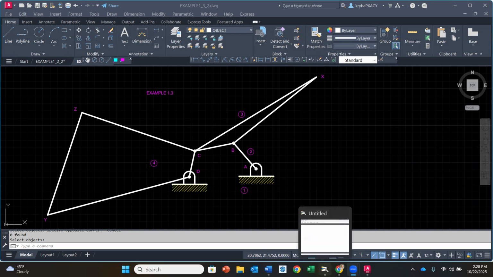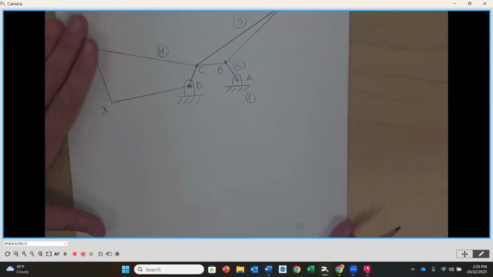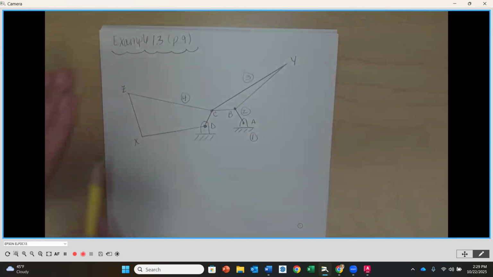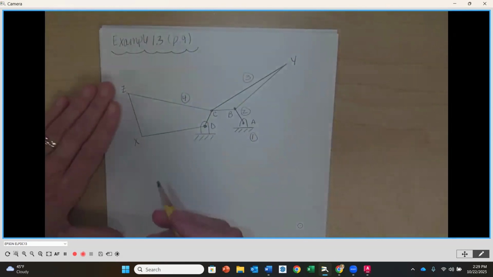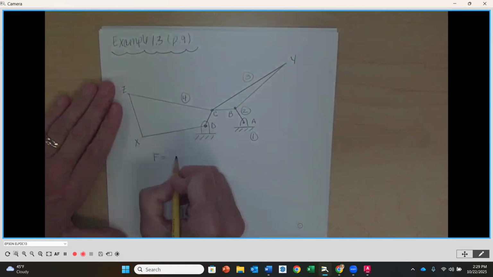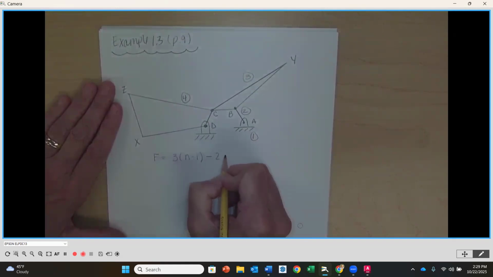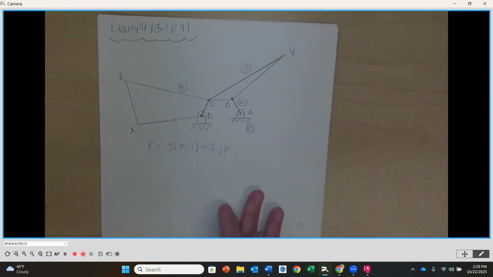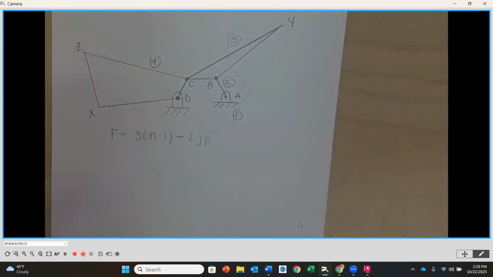Now, when we hand in, you only need to hand in the AutoCAD version. You don't have to hand in the sketch that you made. If you do, I'm not going to make you make that. But since I have the sketch here, right underneath, I'm going to do Grubler's equation. So Grubler's equation is F is equal to 3 times n minus 1 minus 2 times JP. That's the equation in variable form. You always need to write the equation in variable form before you put any numbers in place.